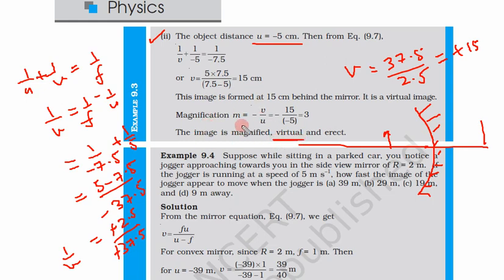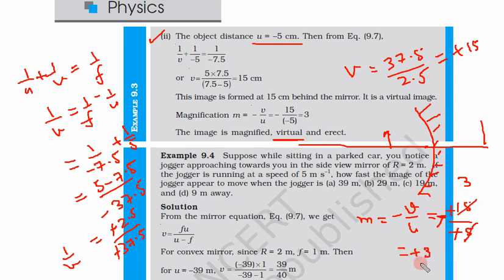Now what is the size of the image? So let us see the size. To get the size, we have the magnification formula minus v by u. V is positive, so plus 15. There was one minus sign in this formula, and u was minus 5. So this minus and this minus get cancelled, and we get 3, positive 3.